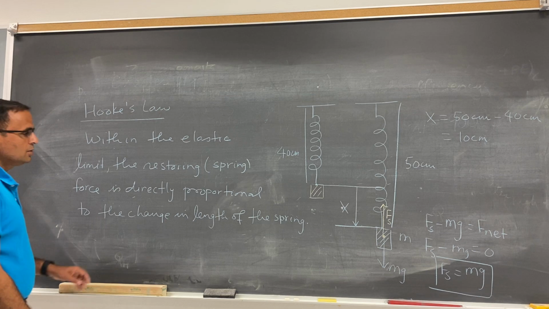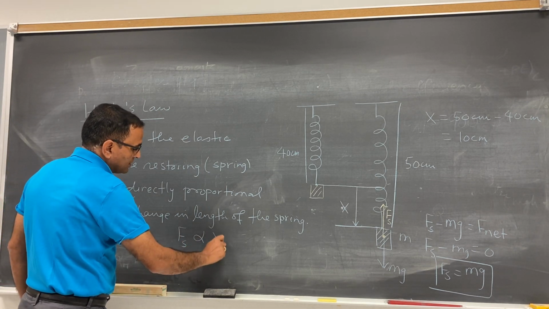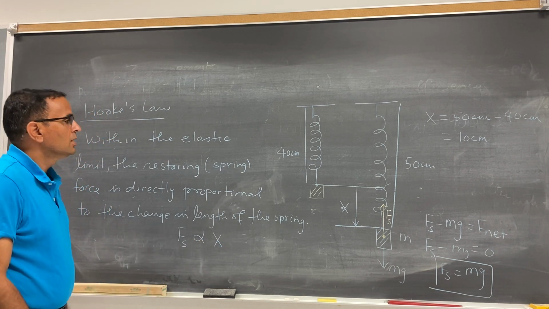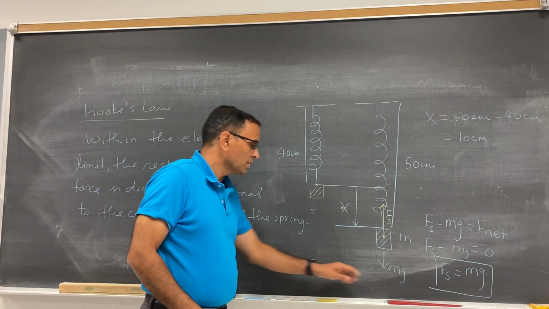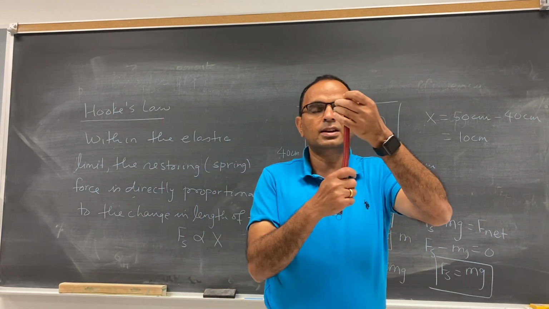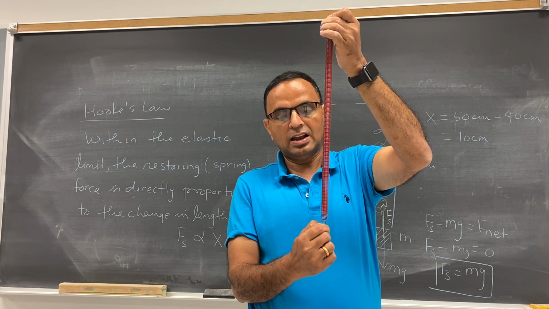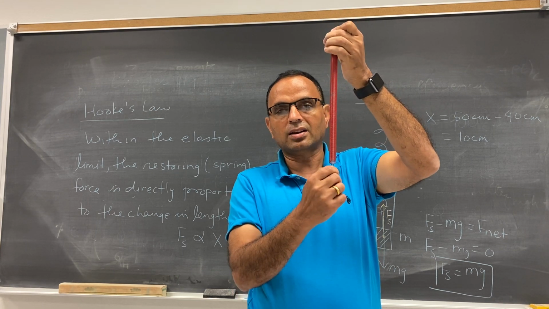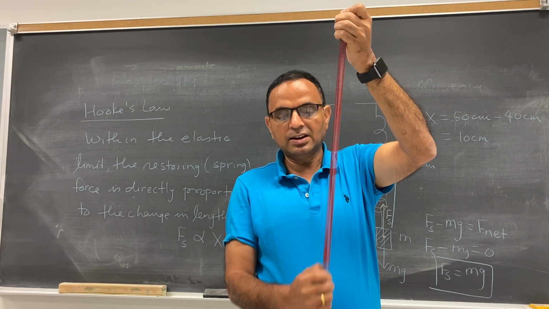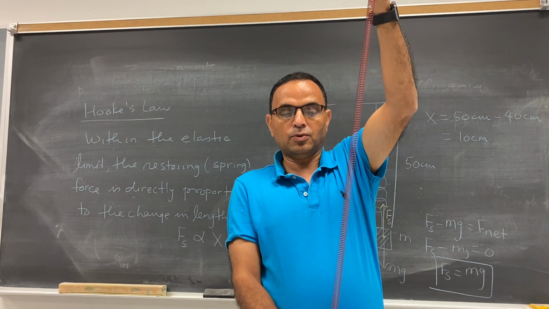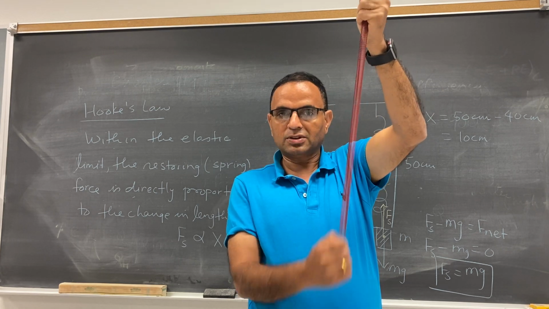Okay, that means you can write down here the restoring force Fs is directly proportional to x. X is the change in length of the spring. But here I use the words within the elastic limit. What is elastic limit? Look, no change in length. If I apply the force in the downward direction and I release, it goes back. I increase my force, the extension is more, and if I release, it goes back. I increase my force, look, the change in length is bigger, and if I remove my force, it goes back.